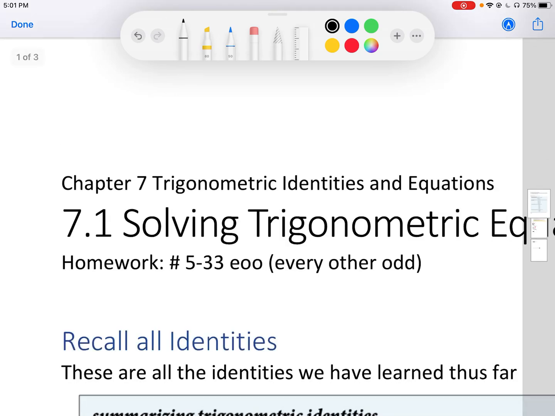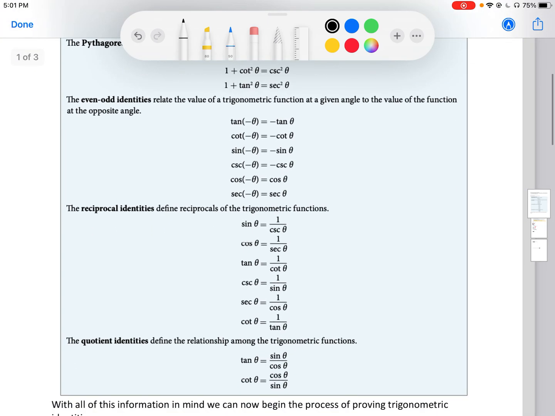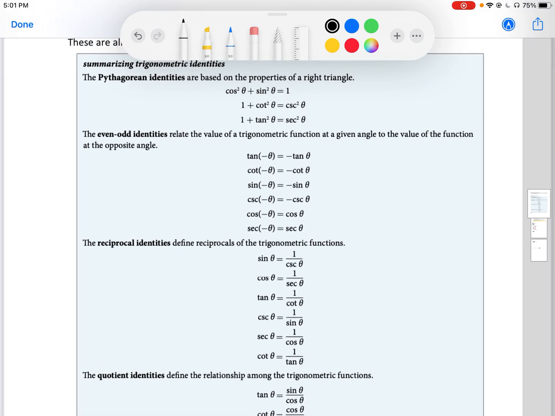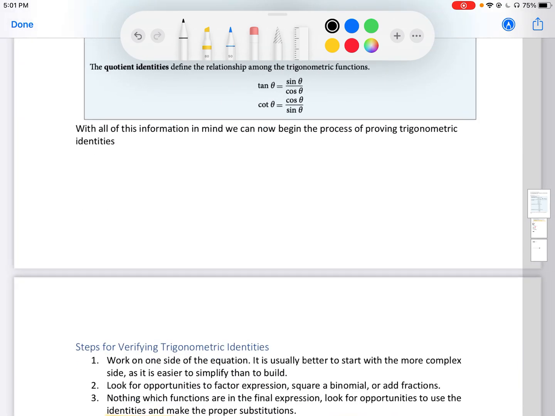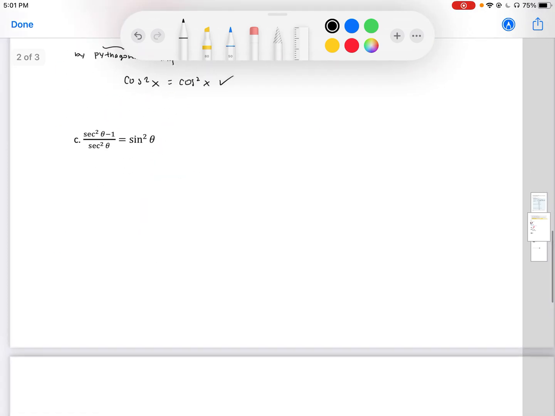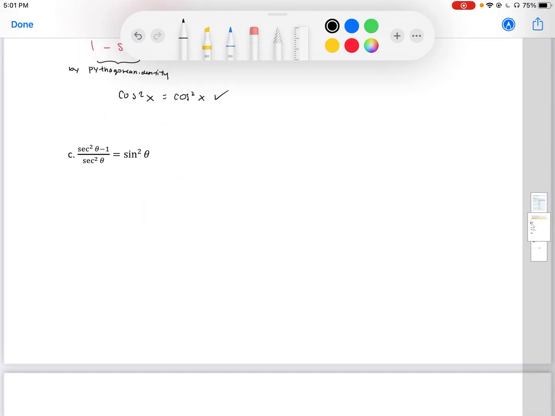Secant squared minus 1. Do I have a secant squared minus 1? Well, I guess we could, right? If I subtract 1 on both sides, I'm left with tangent squared theta equals secant squared theta minus 1. So I can replace my secant squared minus 1 with a tangent squared. All right, so I have tangent squared theta divided by secant squared theta. And our goal is to make that a sine.